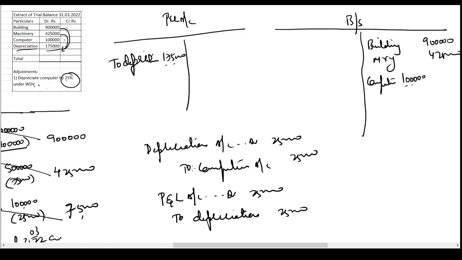So how do I deal with this now? Depreciation account will be debited and computer account has to be credited. So I'll go to computer account and I'll say depreciation less 25,000, and in the outer column I'll write 75,000. P&L account has to be debited with depreciation. I'll again write to depreciation 25,000. Now again the total becomes equal to 2 lakh.